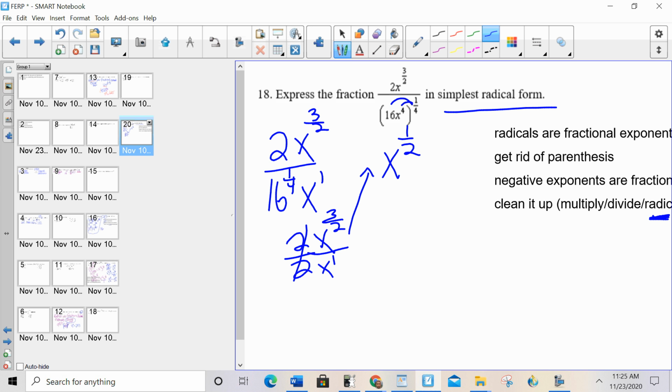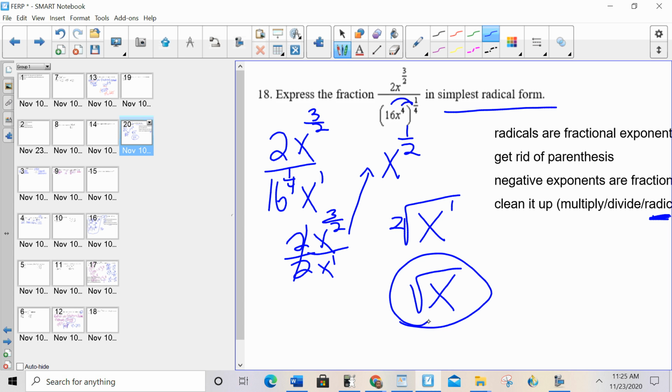So I'm going to have to put it back into a radical. It's the power over the root. So the x goes inside. The power is 1. The root is 2. And both of those things don't need to be written because they're both the assumed values. And that's it.